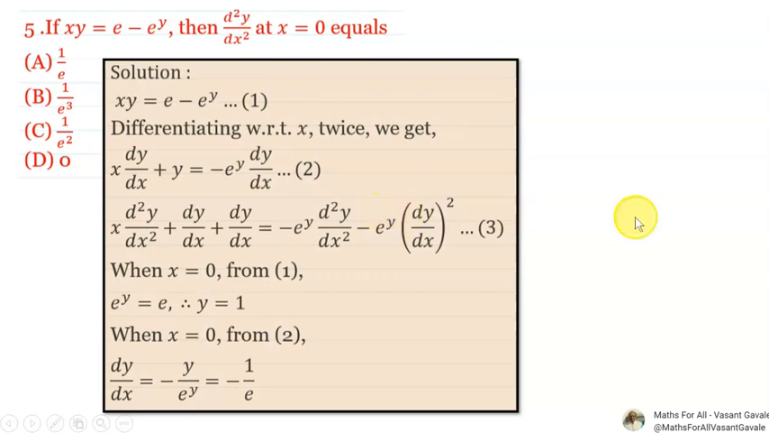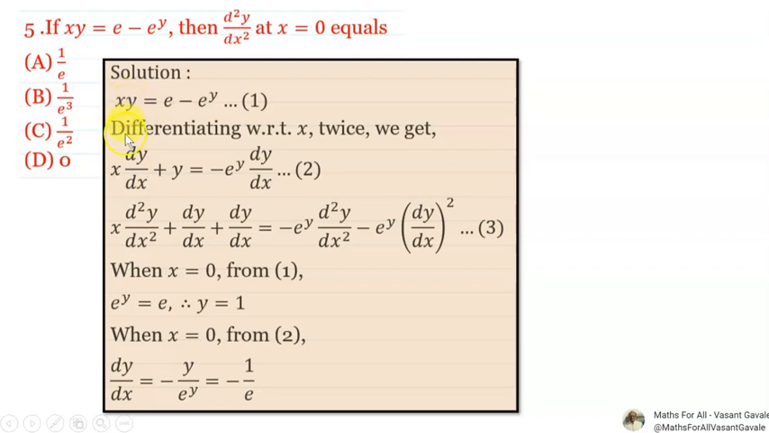Next example. If xy is equals to e minus e raised to y, then d2y by dx square at x is equals to 0 is equals to. Okay, so we have to find out d2y by dx square at x is equals to 0. First, xy is equals to e minus e raised to y. This is the first one. Now differentiate this with respect to x. We will apply the product rule here.